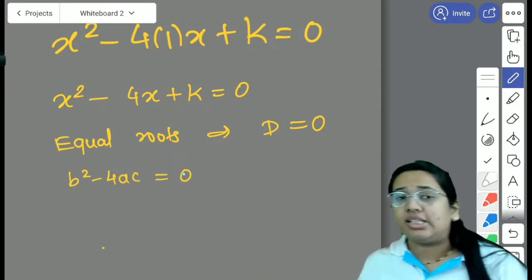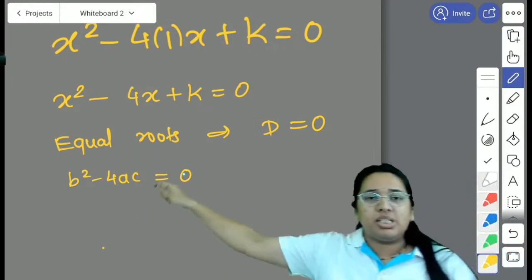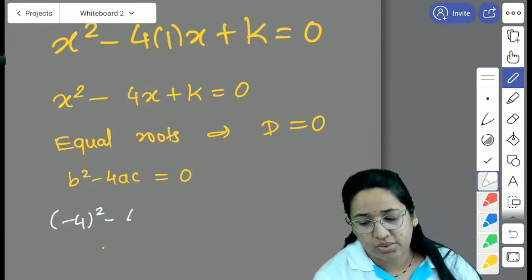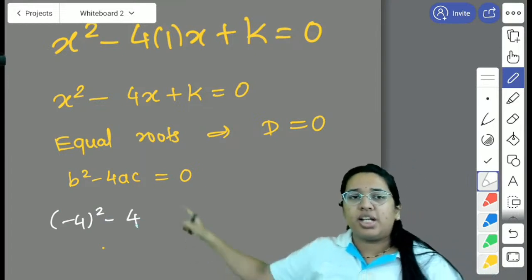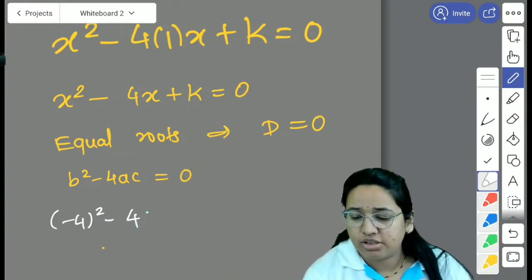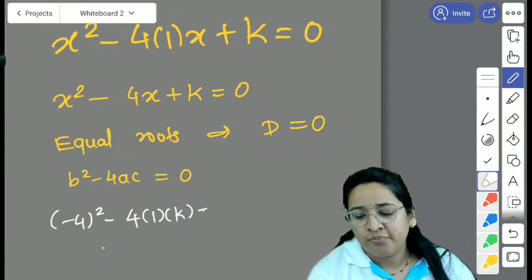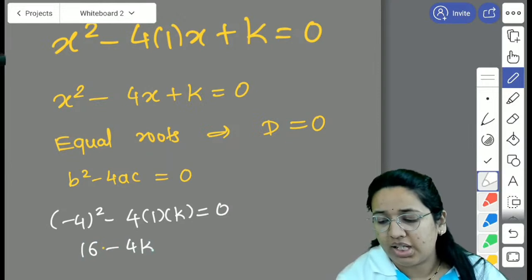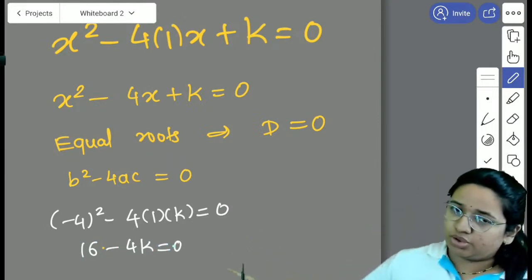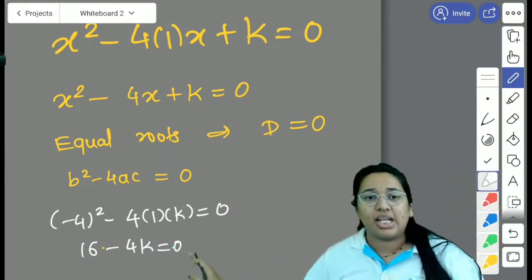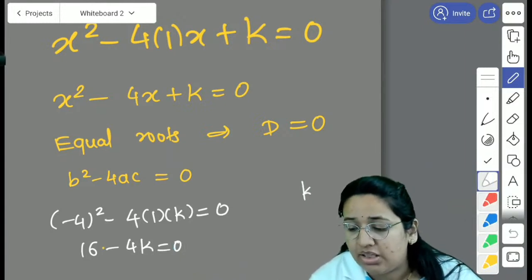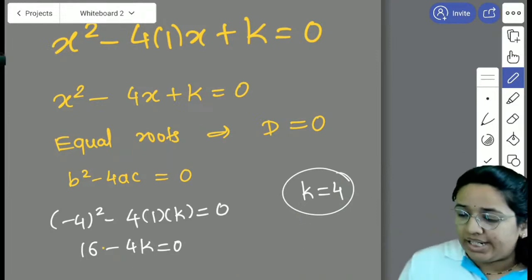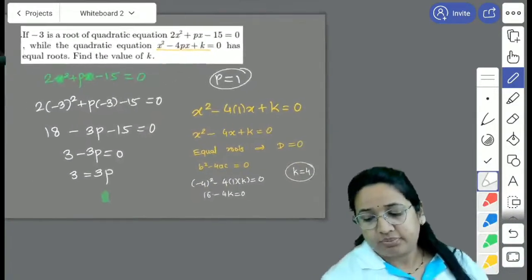But for this case, what will be the value of b? b is nothing but the coefficient of x, that is (minus 4) whole square, minus 4 times a into c, that is 4 into 1 into k, equals 0. So 16 minus 4k equals 0. After solving this, we will get 16 as 4k. Hence, the value of k is 4. This will be the required solution.